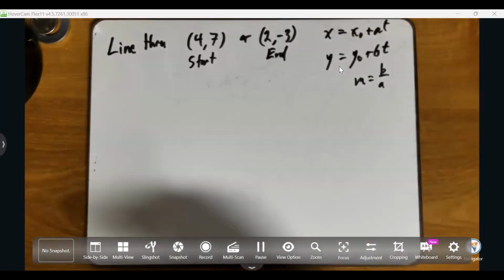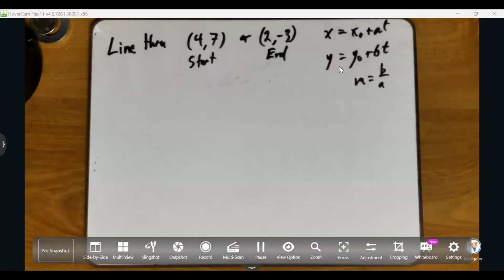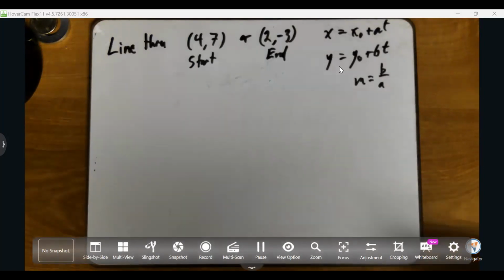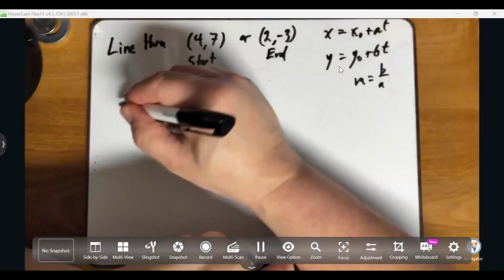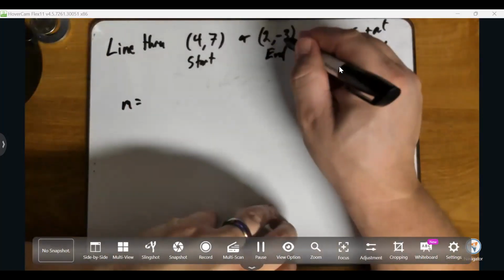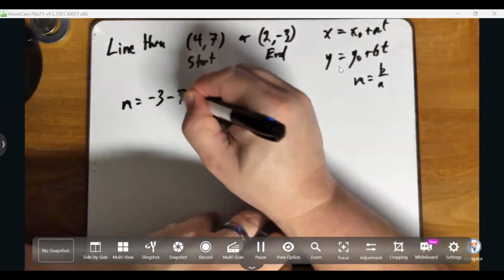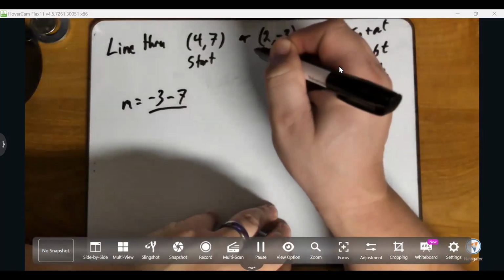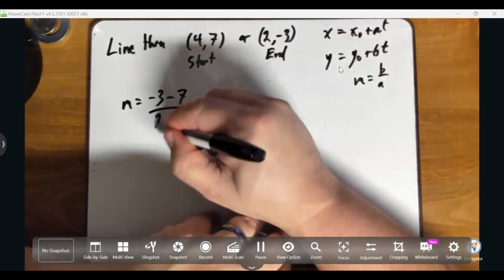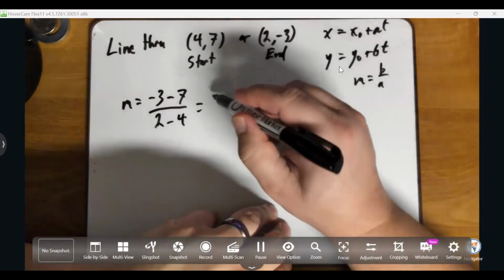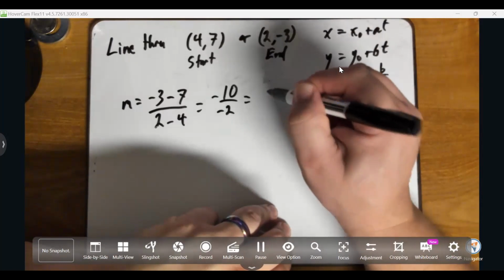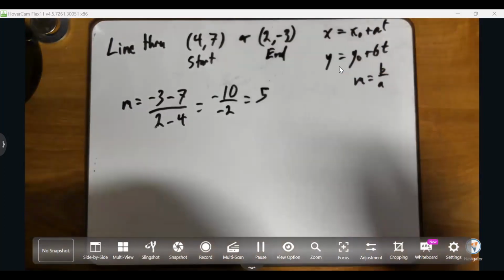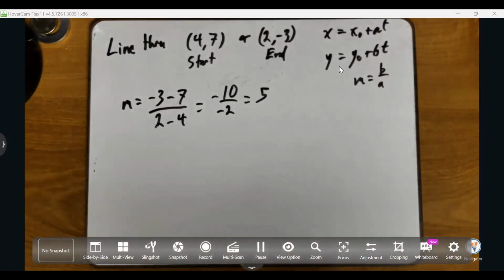So the first thing that we're going to need to know is, what is the slope of our line? How do we find the slope of the line? The old change in y over the change in x. So the slope here is going to be (-3 - 7) divided by (2 - 4). So that gives us -10 over -2. So that's a slope of 5. Okay, slope of 5.